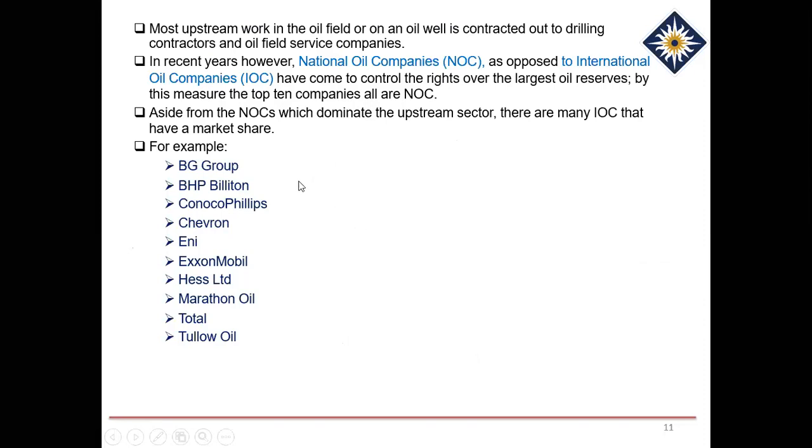We have lots of international companies that are working all over the world. Some of the company names are here. We have BG Group, BHP Billiton, ConocoPhillips, Chevron, ENI, ExxonMobil, Hess Limited, Marathon Oil, Total, and Tullow. Big giants, they work all over the world. They go everywhere. They take the license, they drill, they produce lots of oil, and they have agreements with the government. They take some of the money back home, they refine and sell it in the same country. So these are the many international oil companies that exist all over the world.